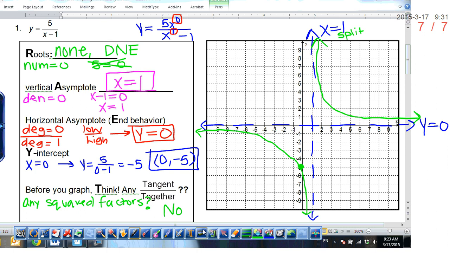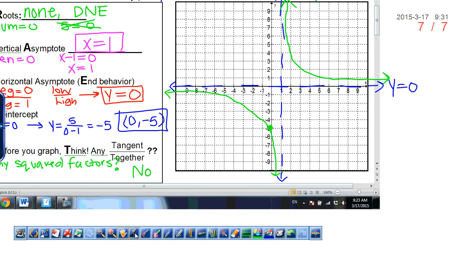What would the approximate domain be of this function? Based on our sketch. Good. Union 1 to infinity. And what would our range be? Good. Negative infinity to 0, union 0 to infinity. Questions? Probably a lot, and that's okay. Right? We're going to do it a couple more times. Get it a little more comfortable. Okay. Let's look at number 2.